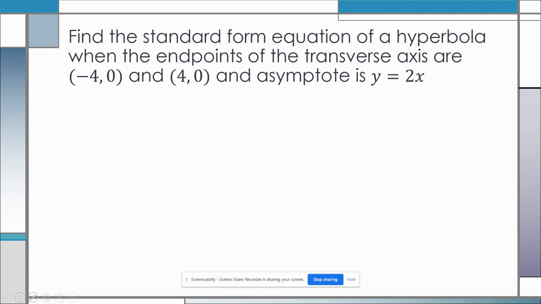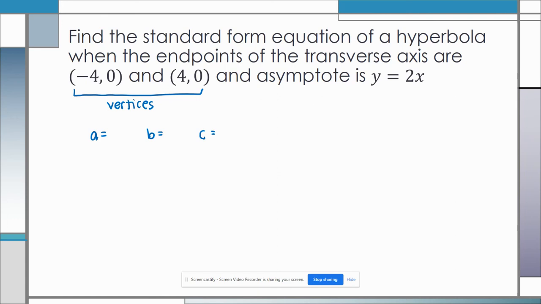If we want to find the standard form equation of the hyperbola, we are given the endpoints of the transverse axis to be (-4, 0) and (4, 0), and the asymptote slope is 2 over 1. When we're given the endpoints of the transverse axis, we're basically given the vertices. And so we know once again that our vertices deal with the a value. So if we know what our center is, we can then find our a value.